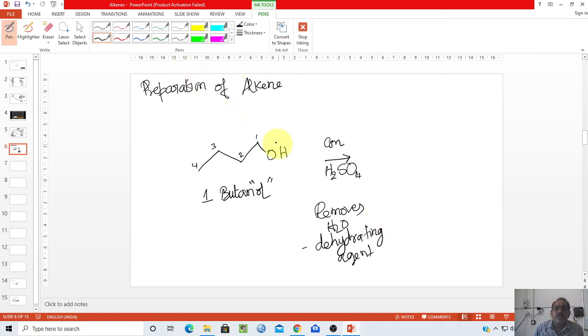See, the OH from here and the H from here, in this second color. Here I will take another color. Here you will have two hydrogens, one I will write. This hydrogen and this OH will move out as water, and what will it give? It will give this compound. So this is an alkene.